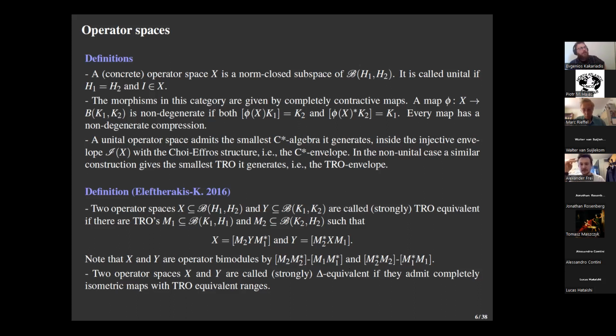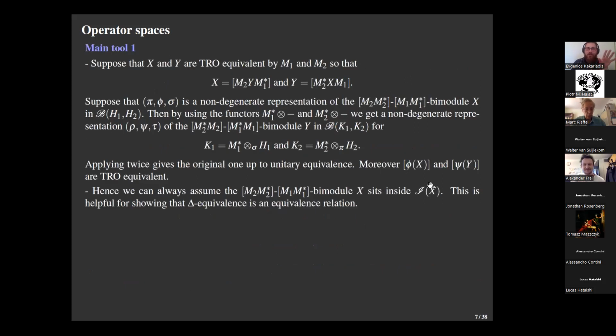are TRO equivalent. Do you also have a notion of being TRO equivalent which does not refer to them already being represented in some ambient space like B of H1, H2? Yes, that will come for operator systems. Okay. I'm not sure if this will answer your question, but there is indeed something that does refer to representations. And you will stop me again there.